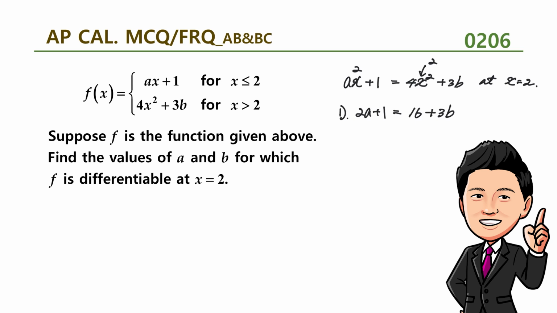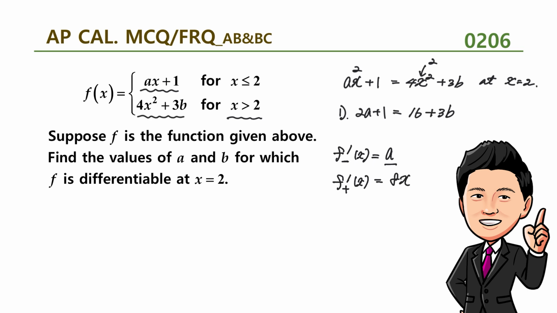Okay? And also, f must be differentiable, which means the derivative from the left-hand side, derivative of this function, must be equal to the derivative from the right-hand side, derivative of this function at x equal 2, right? So let's write left-hand derivative. F prime from the left-hand side is equal to, what, derivative of this is a, right? Derivative from the right-hand side, since x is greater than 2 here, f prime x from the right-hand side is equal to derivative of this, 8x, right?